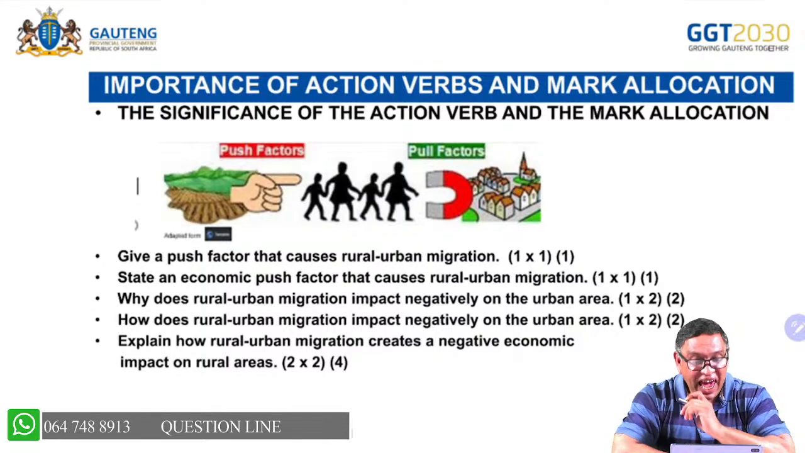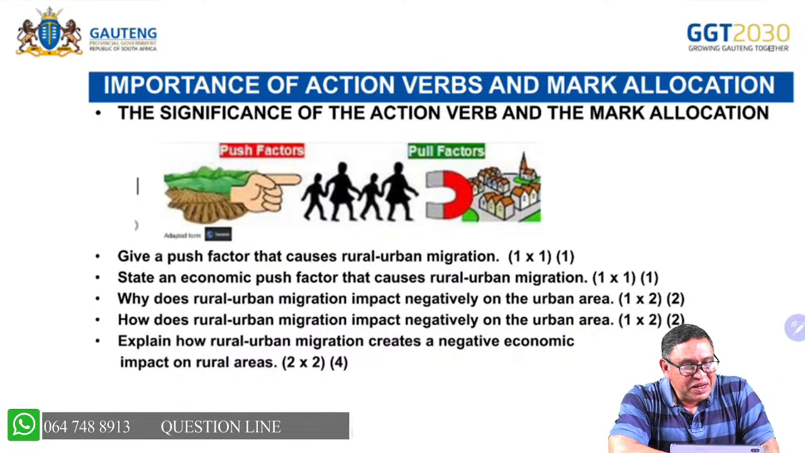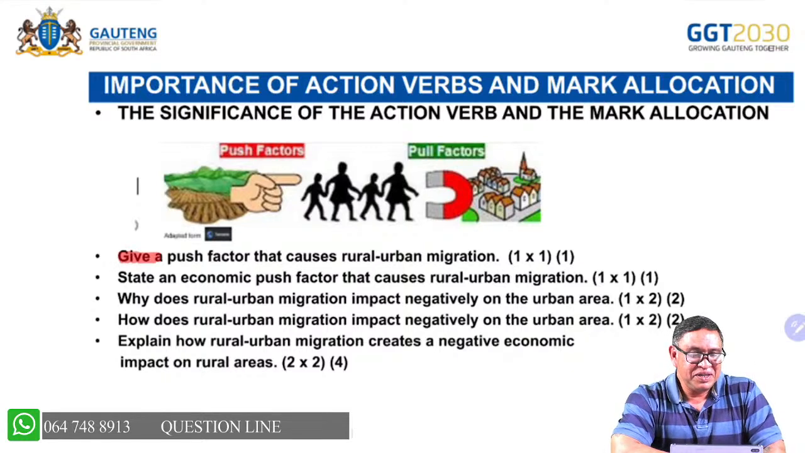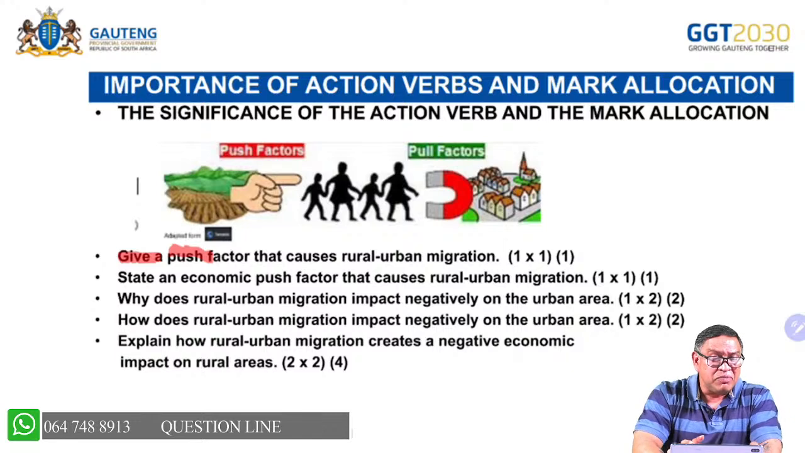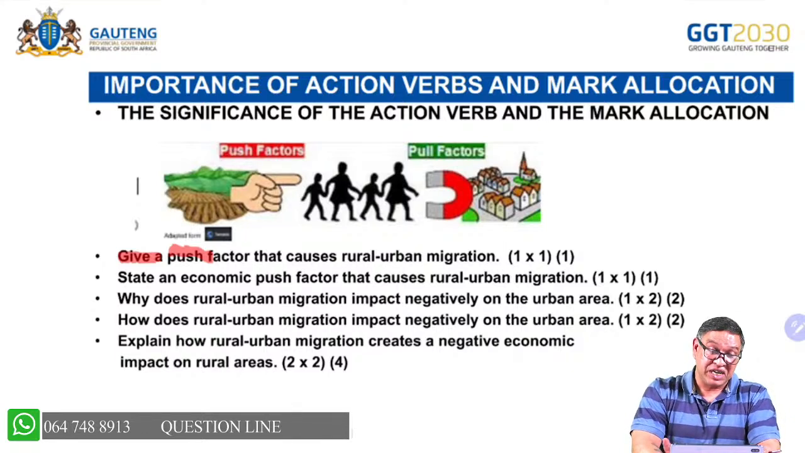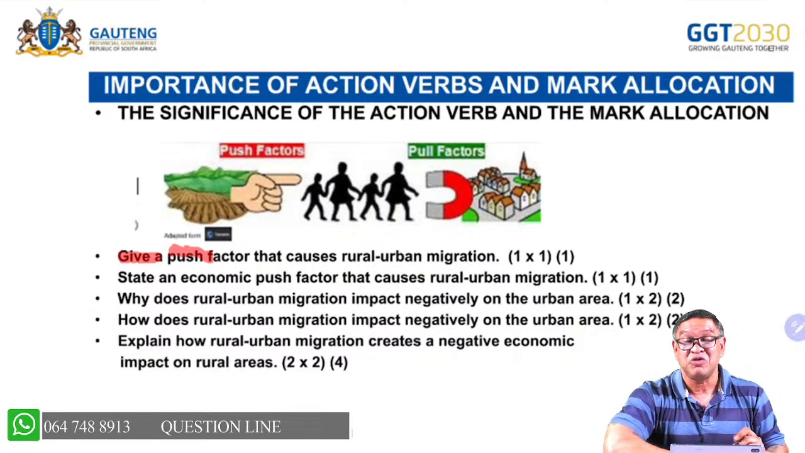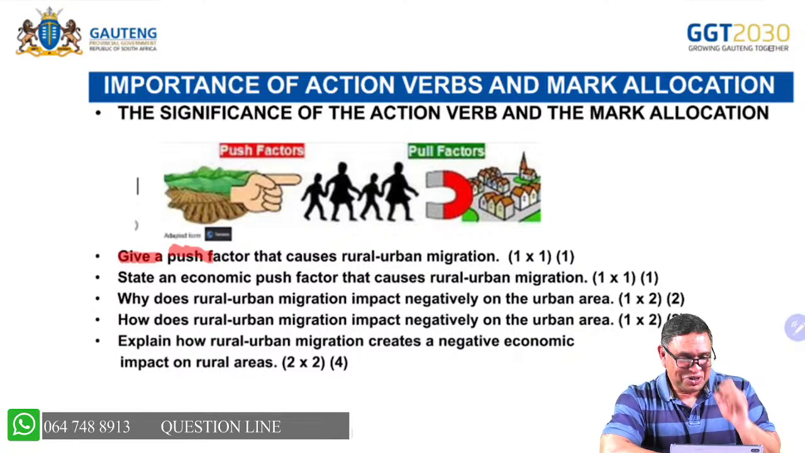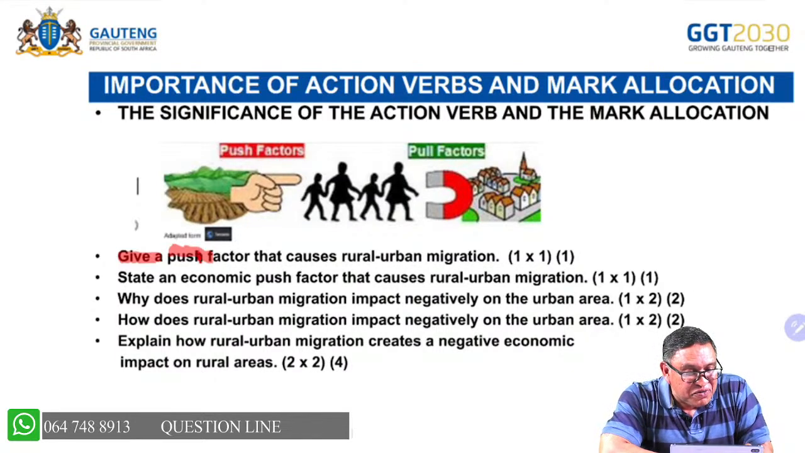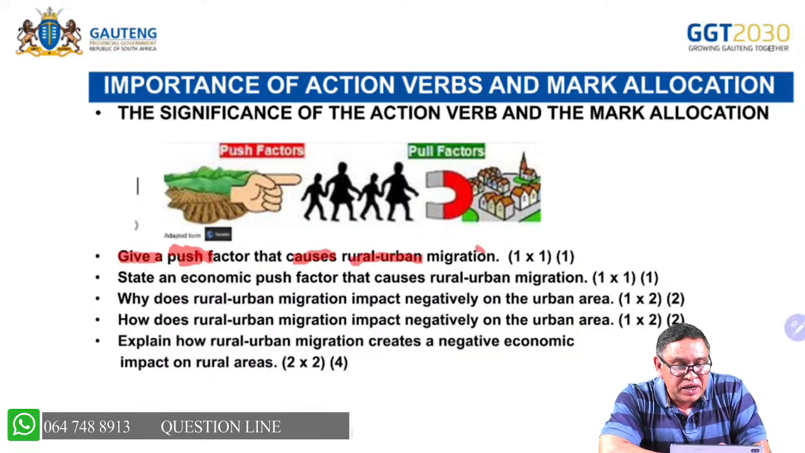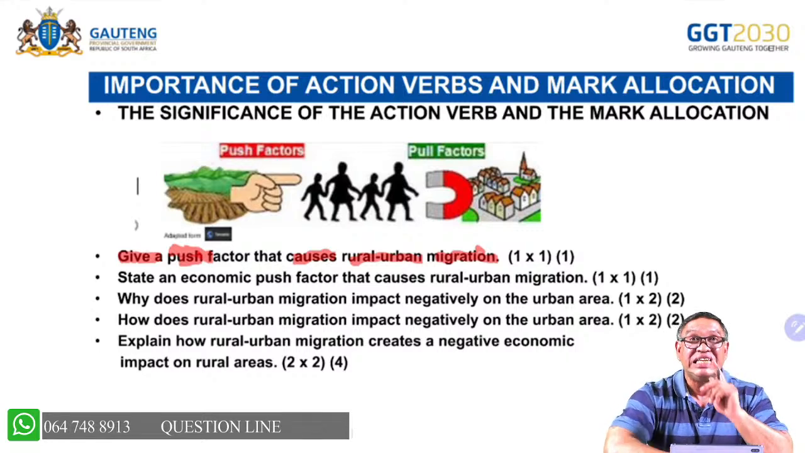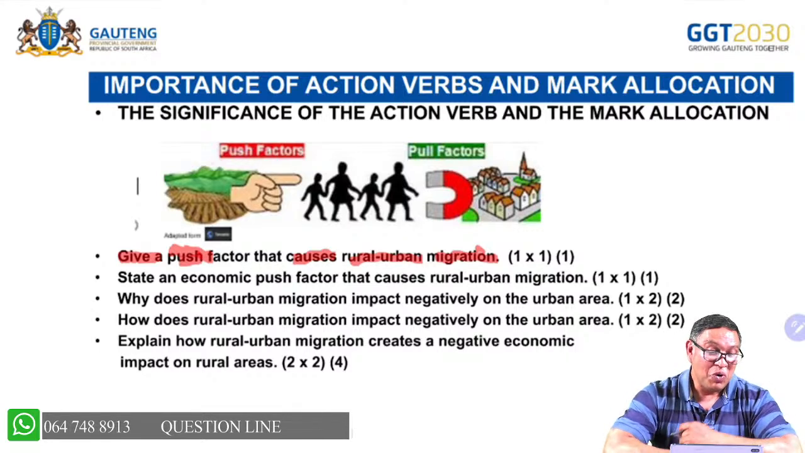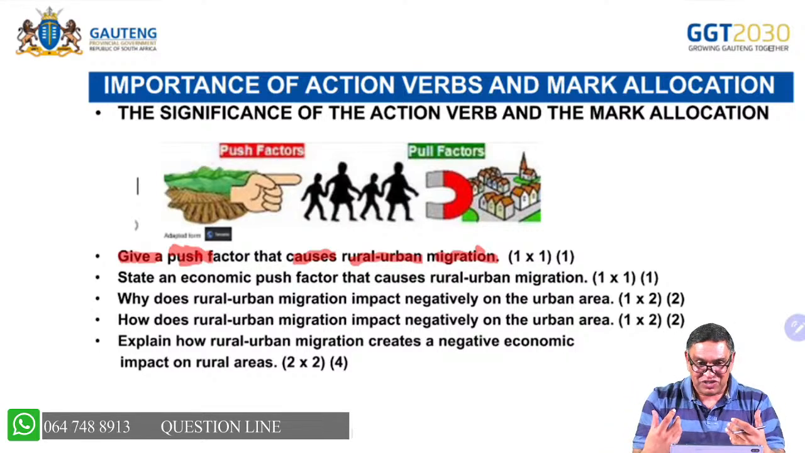Now, the action verb, give, all right? A push factor. Notice what I'm doing? I'm highlighting what I'm trying to highlight. My hand is always shaking because of my age. All right? But you can do it. A push factor that causes rural-urban migration. All right? And you notice it's the word give. Okay? So in an action word like that, it's fine.